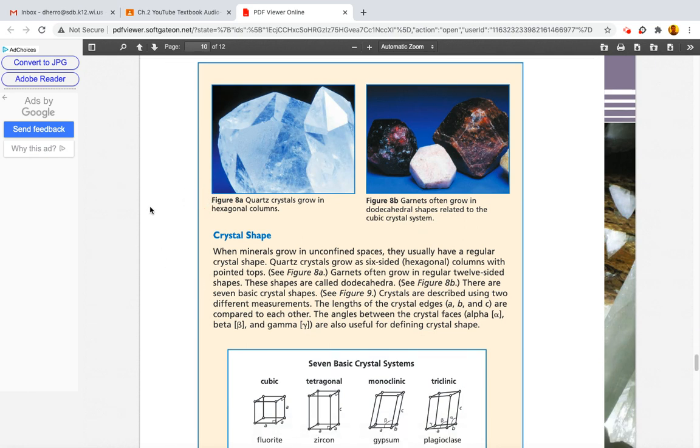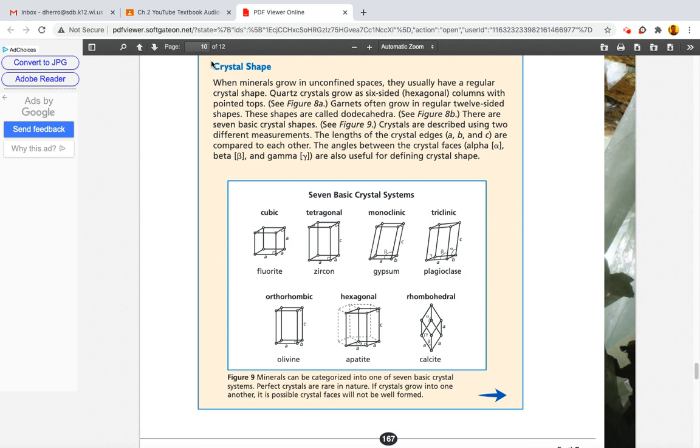In Figure 8a, quartz crystals grow in hexagonal columns. In Figure 8b, garnets often grow in dodecahedral shapes related to the cubic crystal system. Crystal shape. When minerals grow in unconfined spaces, they usually have a regular crystal shape. Quartz crystals grow as six-sided or hexagonal columns with pointed tops, which can be seen in Figure 8a.